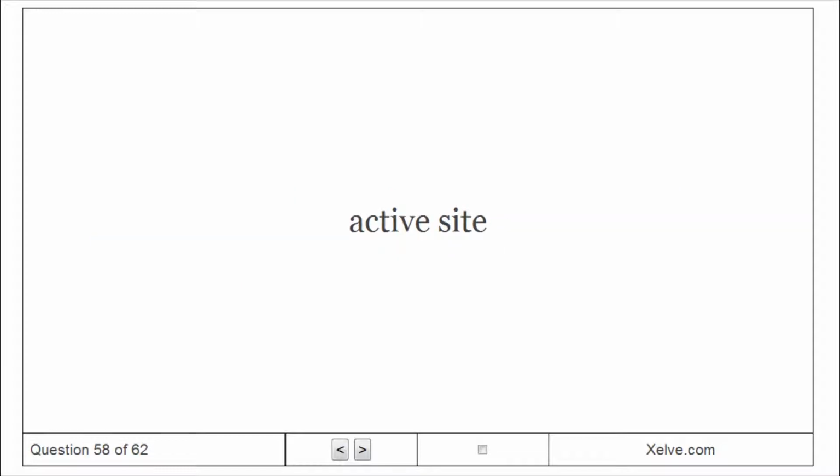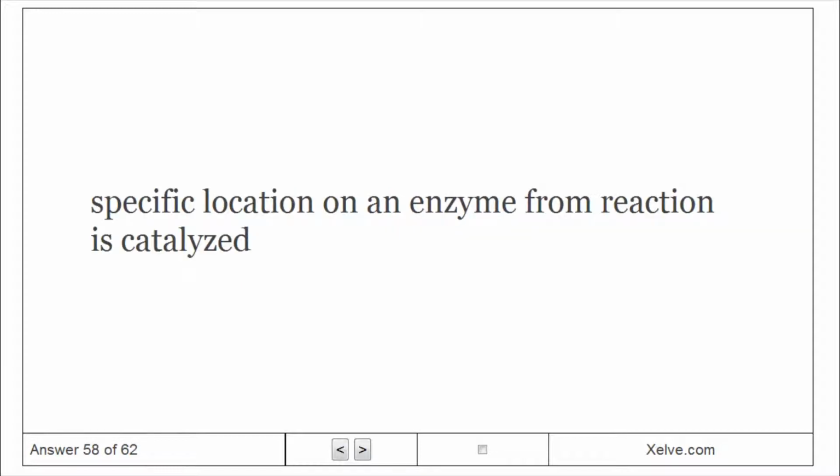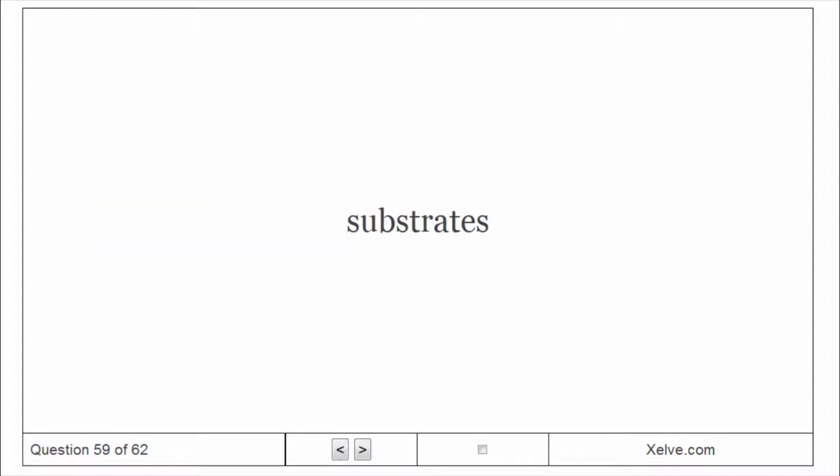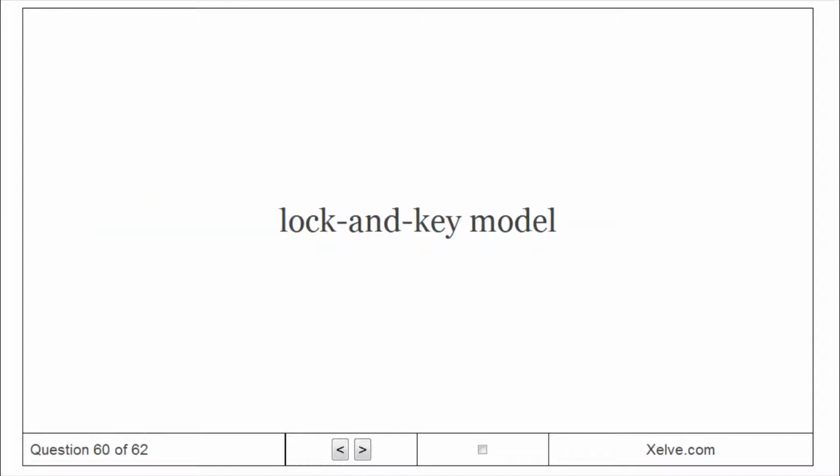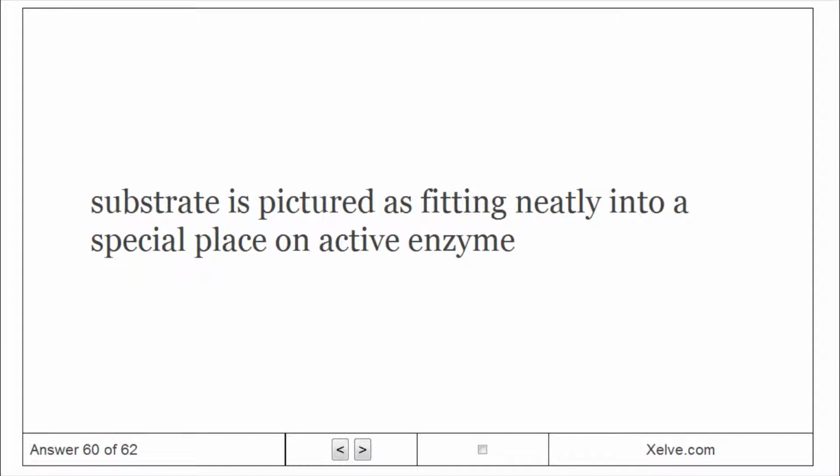Active site. Specific location on an enzyme where reaction is catalyzed. Substrates. Substances that undergo reaction at active site. Lock and key model. Substrate is pictured as fitting neatly into a special place on active enzyme.